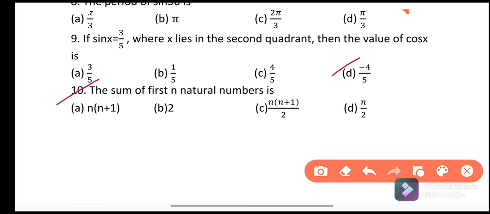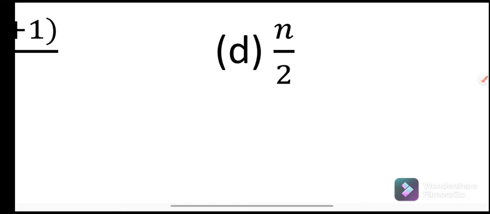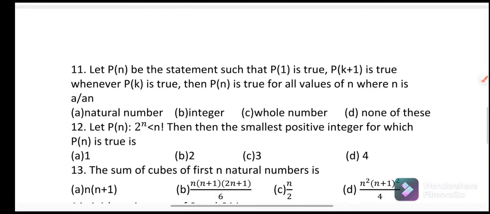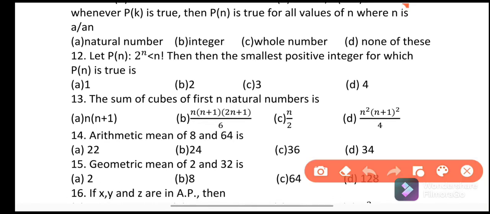Next, the sum of the first n natural numbers is n into n plus 1 by 2. Next, 11th question. Let Pn be the statement such that P1 is true, and P(k plus 1) is true whenever Pk is true. Then Pn is true for all values of n, where n is a natural number. A option is correct.